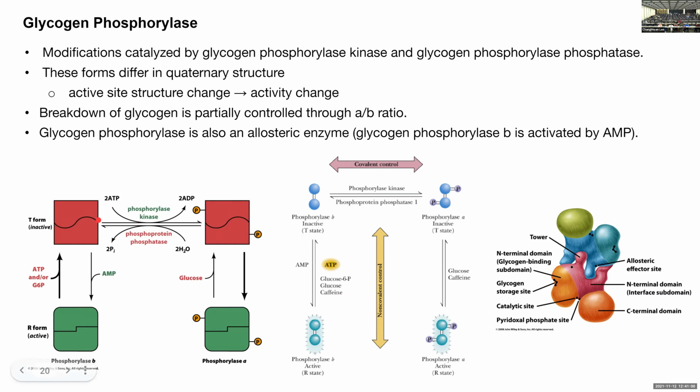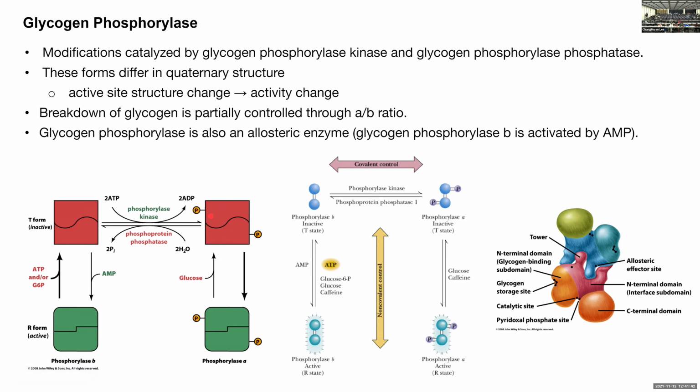So again, this covalent modification is catalyzed by these two enzymes. One is called phosphorylase kinase, which adds the phosphoryl group to this enzyme, which is glycogen phosphorylase. And the other enzyme involved for this modification is phosphoprotein phosphatase, or glycogen phosphorylase phosphatase. These are the same thing, and that gets rid of this phosphoryl group of this enzyme.